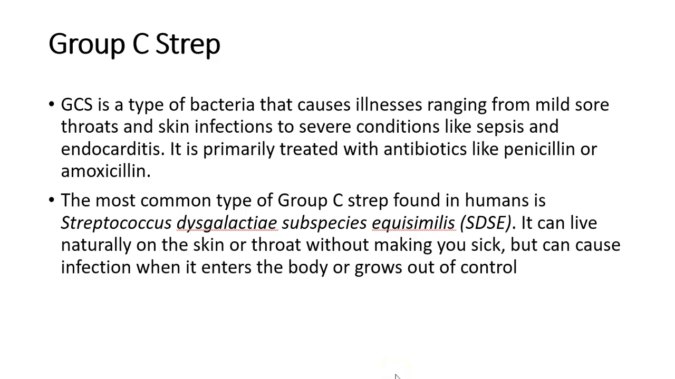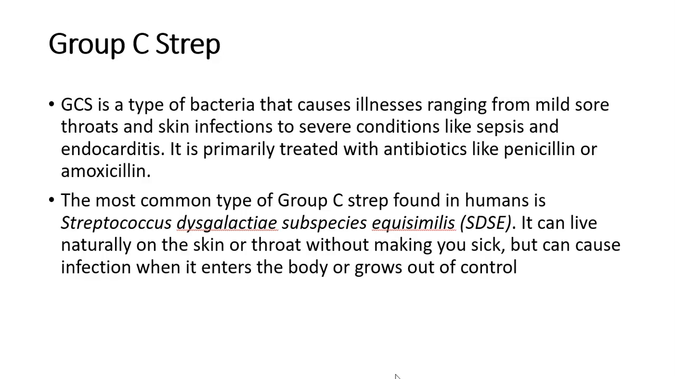Group C strep is a type of strep that causes a wide range of diseases from mild sore throats to severe sepsis and endocarditis. It's primarily treated with antibiotics like penicillin or amoxicillin. The most common one you can see is SDSE, Streptococcus dysgalactiae subspecies equisimilis.